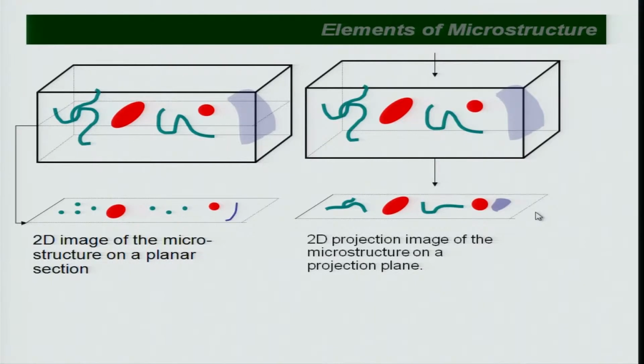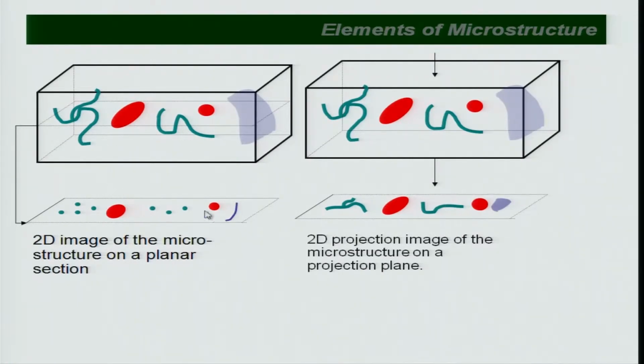Now, if I look at this projected image, the particles, the three-dimensional particles, will get projected as area onto my image. The surfaces would also get projected as an area, and the line elements, instead of being points in the section image, now get projected as linear elements or lines.